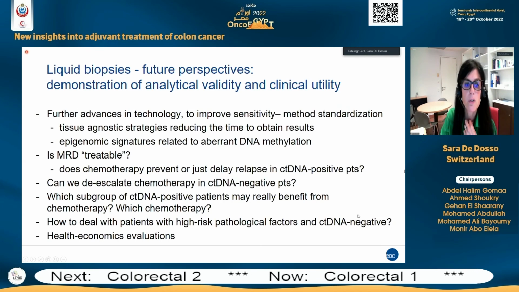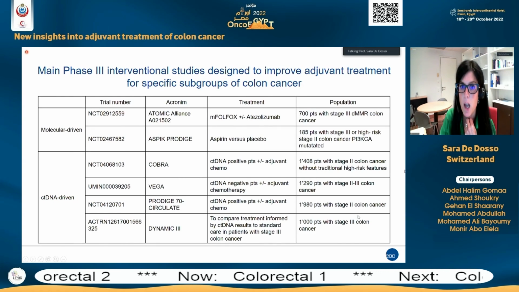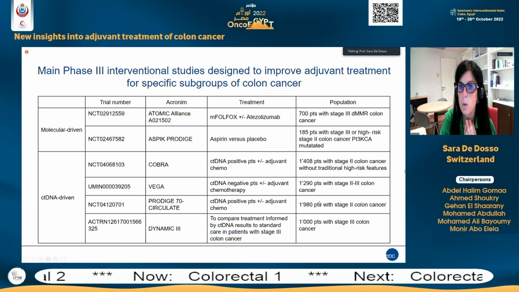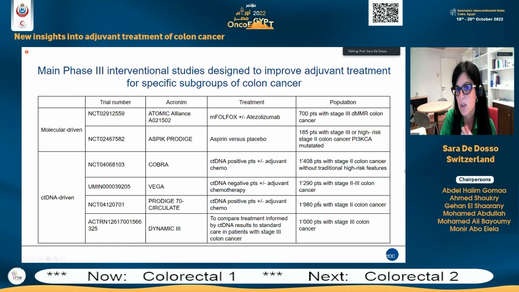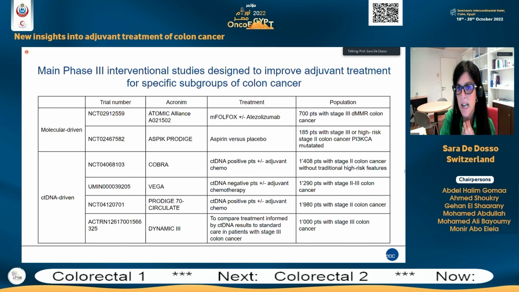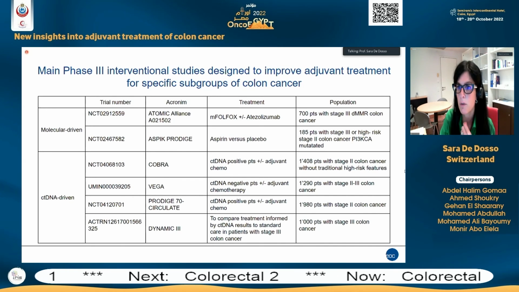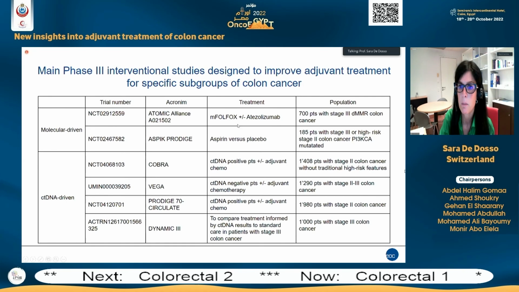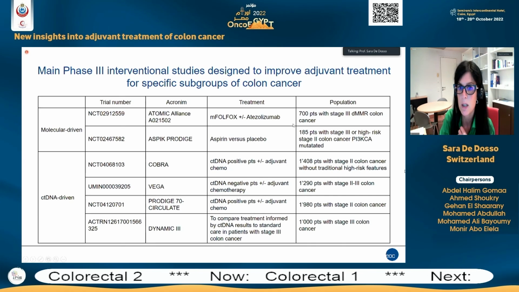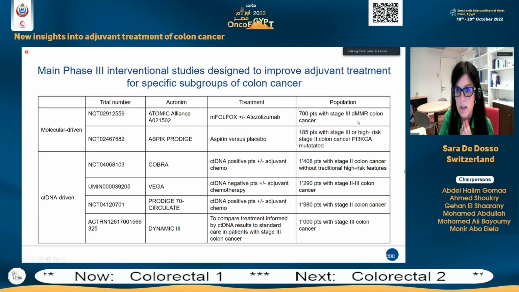And of course, also health economics evaluation will be crucial for the future. So for the future, we are really curious to see the results from several trials that are currently ongoing for specific subgroups of patients with colon cancer. So for example, adjuvant immunotherapy plus or minus chemotherapy in MSI-high colon cancer.